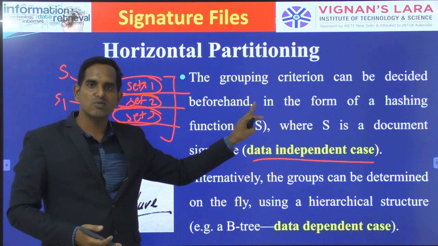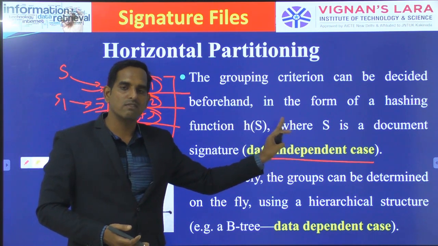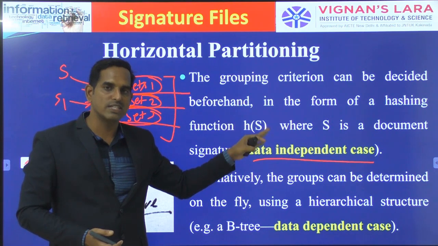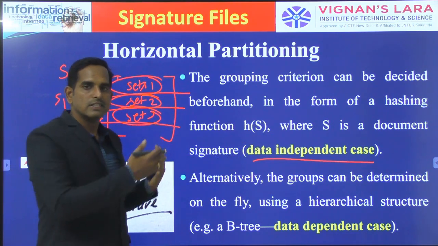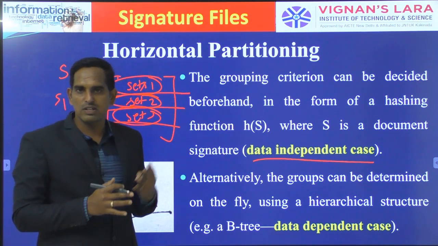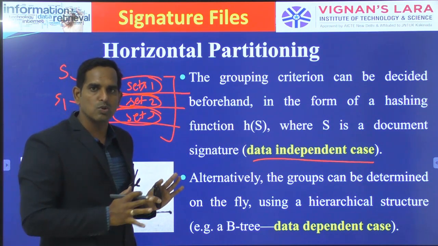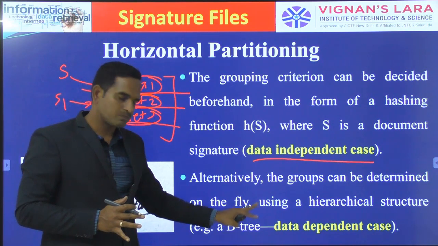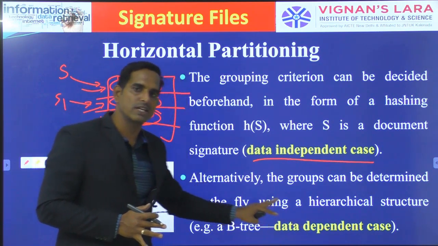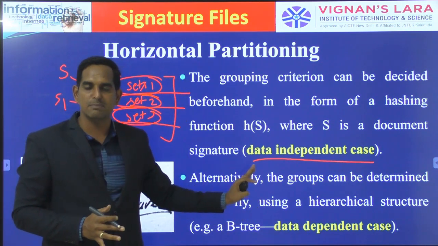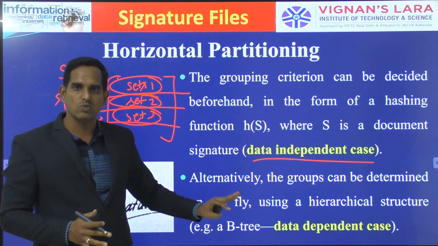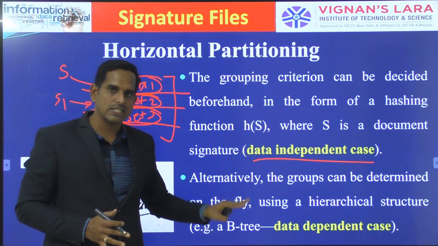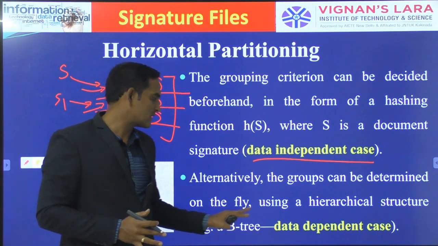The first type is data independent grouping, which you perform by using a hash function, where the hash function takes the signature as input. That signature will be mapped to one of the sets in the groupings. Then the other one is a hierarchical structure which you create by using the data present in the signature. So we have two types of structures: one is data independent partitioning, and the other is data dependent partitioning.